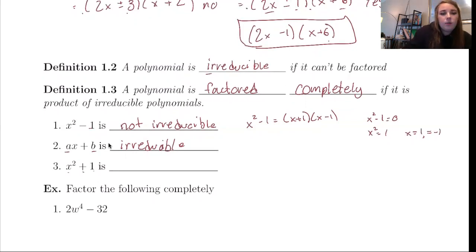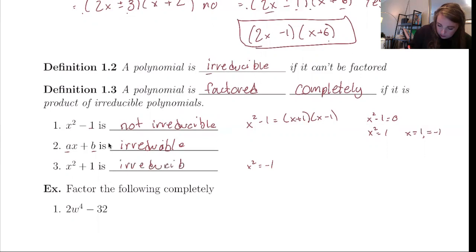Well, now, I don't know. So x squared plus 1, I kind of already said this. That would be x squared equals -1. I take the square root of -1. Gross, I can't do that. So this one is irreducible.